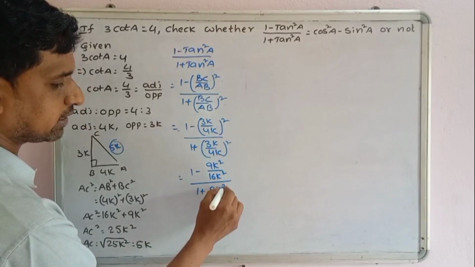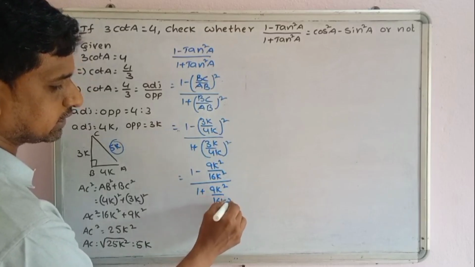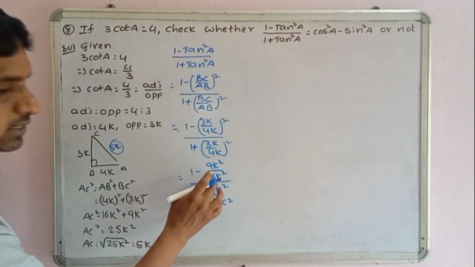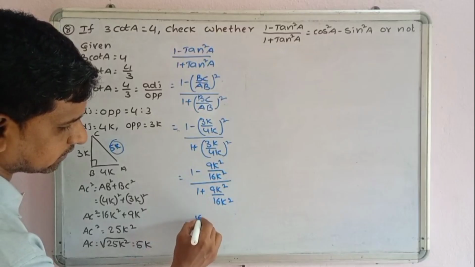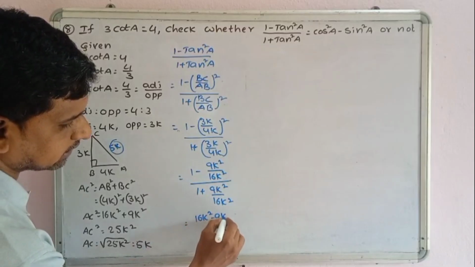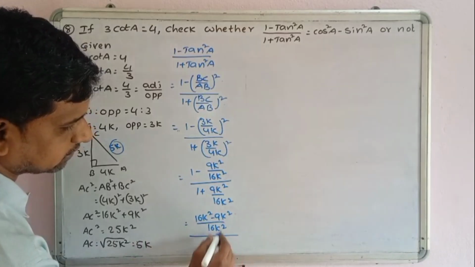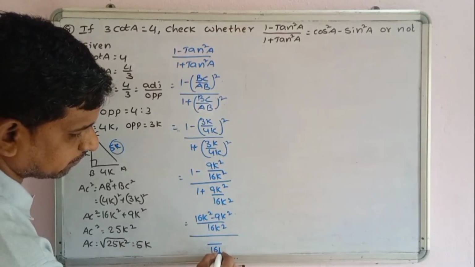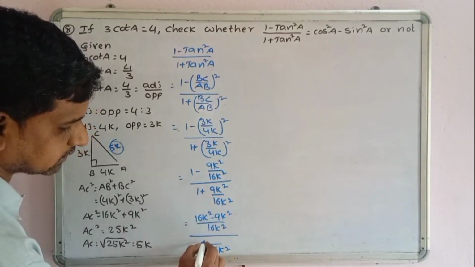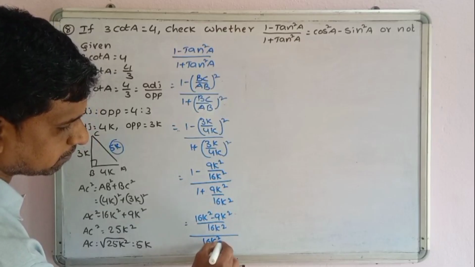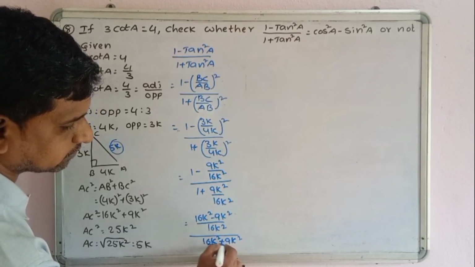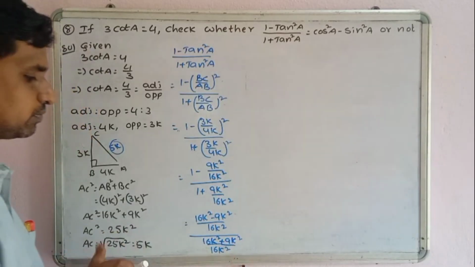So 9k square by 16k square. Now 16k square into 1 is 16k square minus 9k square by 16k square. In the denominator, 16k square into 1 is 16k square plus 9k square. Okay.